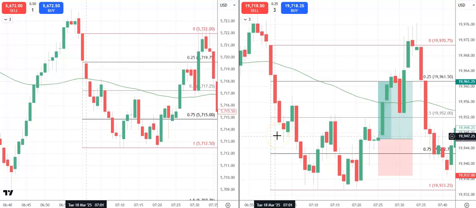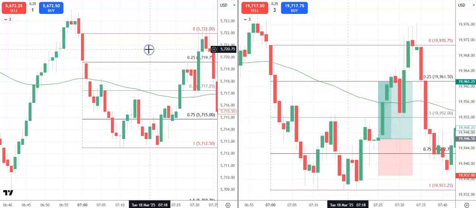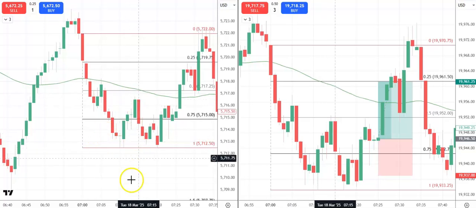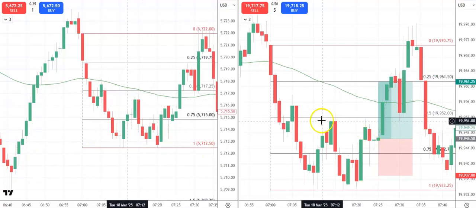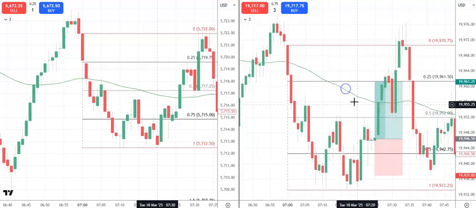It is the 18th of March, 2025. We got NASDAQ over here on the right. We got S&P 500 on the left. What we're going to be looking at today is 1 minute charts. We're looking at 15-minute ranges.